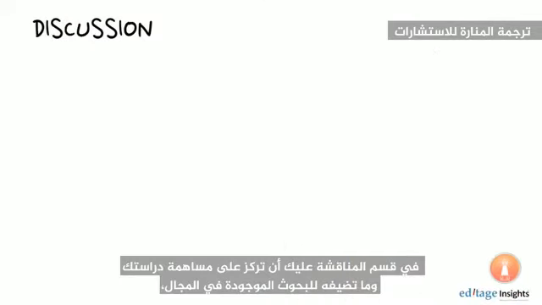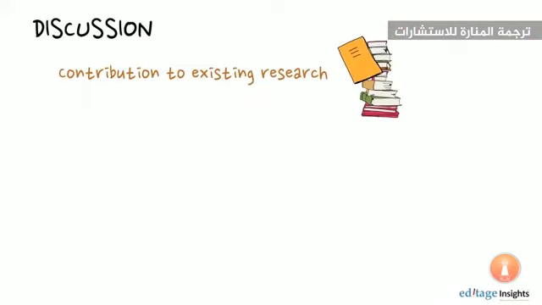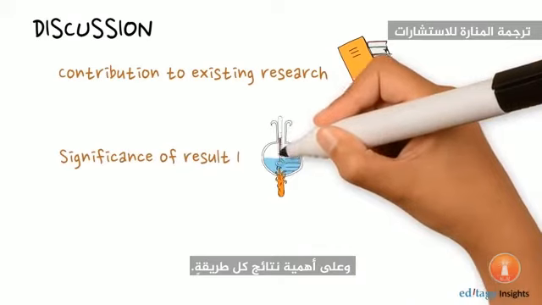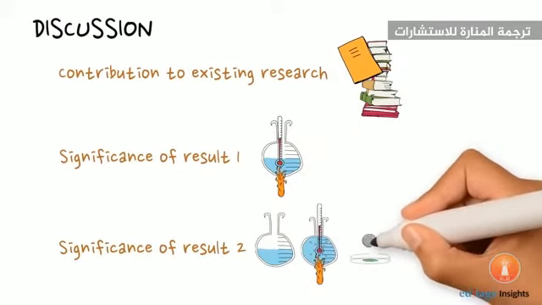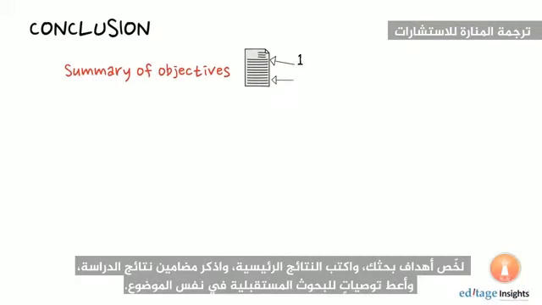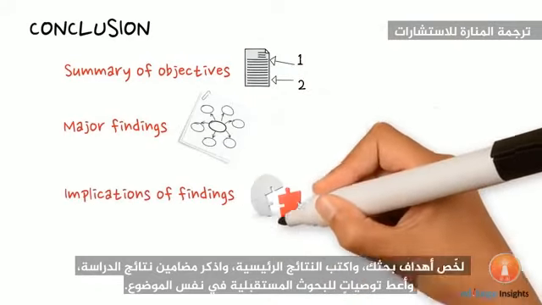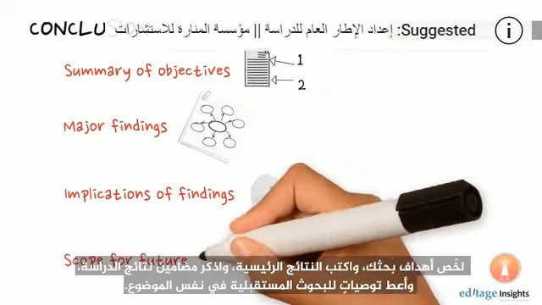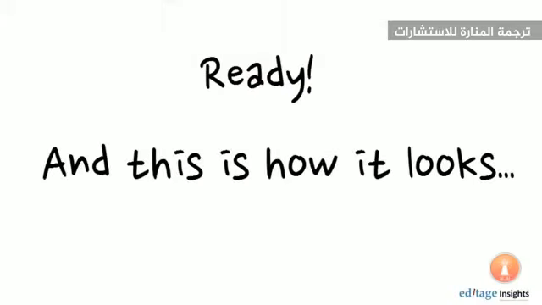In the discussion section, you need to focus on how your study contributes to existing research in the field, and on how your results for each method are significant. And finally, in the conclusion, you must tie it all in together. Sum up the objectives of your paper. List your major findings. Share the implications of the study findings, and mention the scope of further research on the same topic. Your research outline is now ready, and this is how it looks.